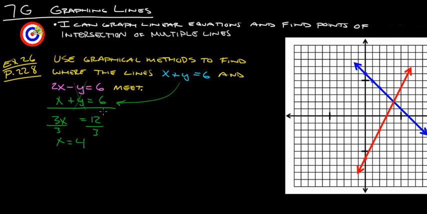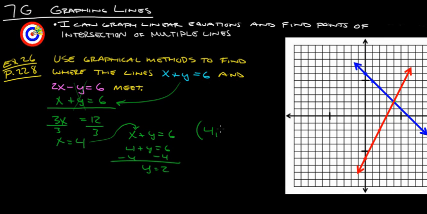Now that I know x equals 4, I can plug it back into either one of the equations and figure out what y is. I'm going to plug it into this one because it looks a little nicer. x plus y equals 6, and now that I know x equals 4, I get 4 plus y equals 6. So I subtract 4 from both sides, and I get that y equals 2. So I also get 4, 2 as my answer.